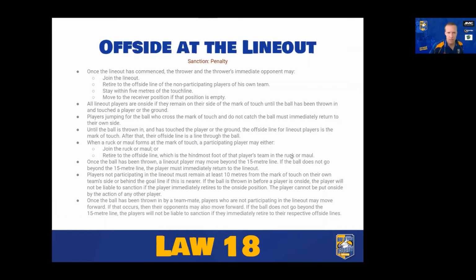And I'll just bring up the next bit as well, because this relates to what we're just talking about. So if it is thrown past that 15 metre line, or they're anticipating that it is going to be thrown past that 15 metre line, players can move forward from that 10 metre mark. So as soon as that ball's thrown, if they know it's going to go past that 15 metre line, then they can come up straight away, even before that ball gets there.